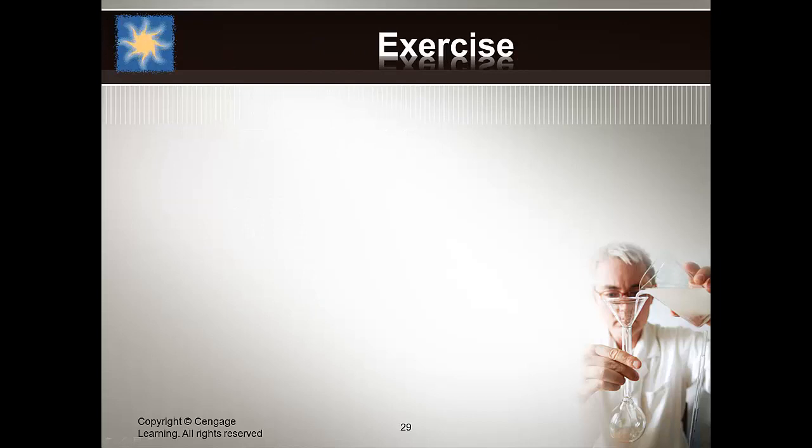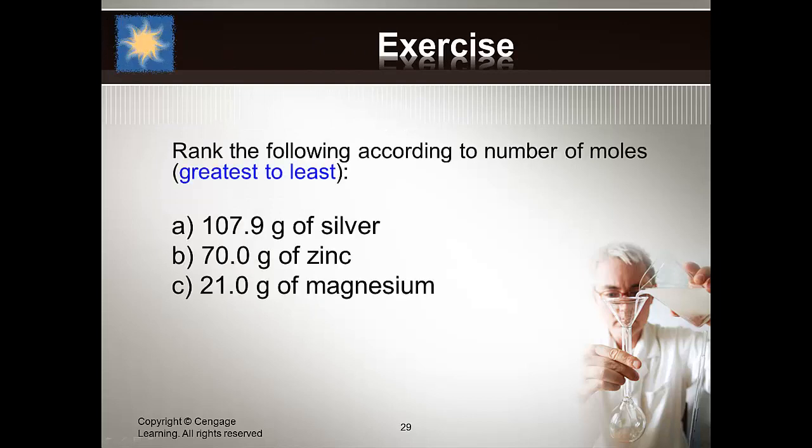Here's another exercise. Rank the following according to the number of moles, greatest to least: 107.9 grams of silver, 70 grams of zinc, 21 grams of magnesium. What we need to do is use the periodic table to work out how many grams per mole each of these contain. Silver, Ag, is the chemical symbol for silver: 107.87 grams per mole. Let's round that off to 107.9. So it looks like we've got a mole of silver.